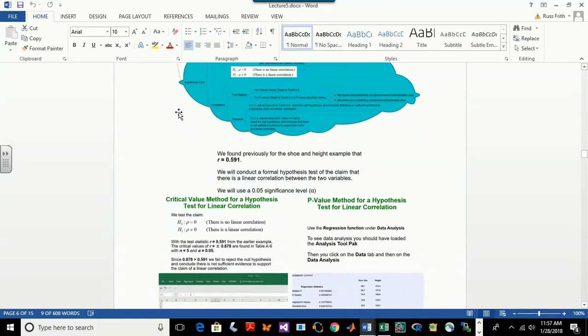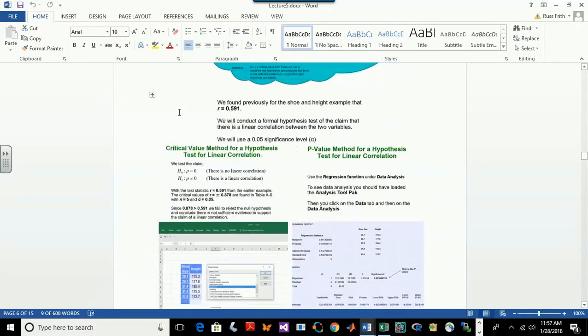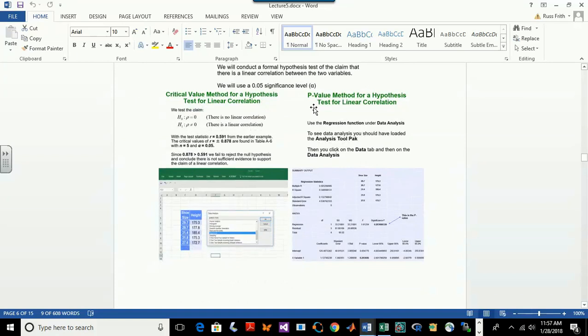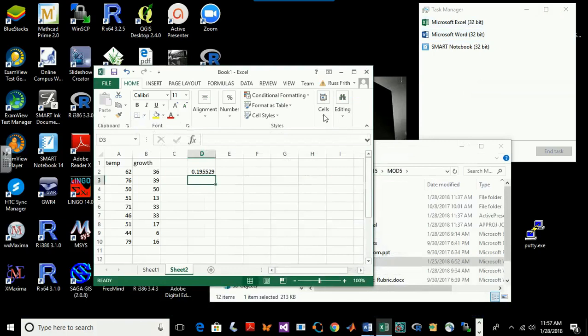Okay, so the test statistic for linear correlation is found in table A6, and we can also use the p-value method for a hypothesis test. To use the p-value method to analyze the hypothesis, in the shoe size problem, we assume that there is a linear correlation between shoe size and height. We can find the critical value, which at alpha equals 0.05 was 0.878, and we concluded that there was no linear correlation.